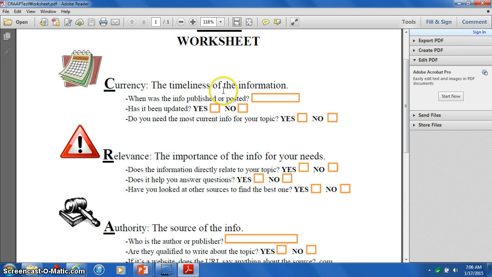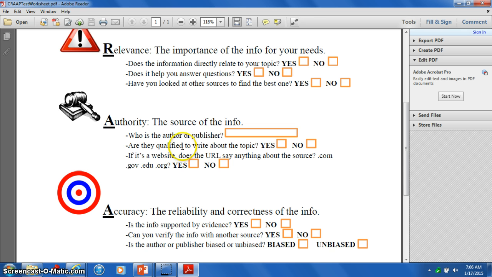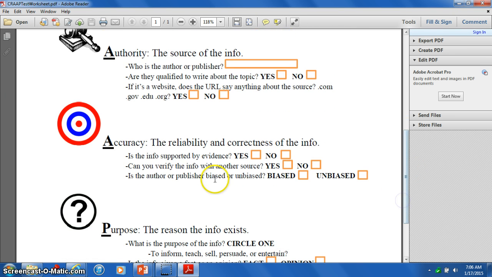What is the timeliness of the information? I want you to look at the relevance, the importance of the info for your needs. I want you to look at the authority, the source of the info. Who is the author or publisher? Are they qualified to write about your topic? I want you to evaluate the accuracy, the reliability and correctness of the information.